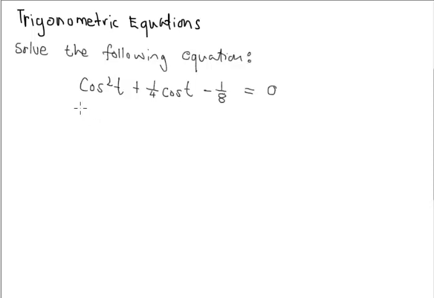But what I want you to do at home is try to check how I factorized this, and even check whether I factorized it correctly. This is how I factorized it. It gives me cos t plus half and cos t minus a quarter.